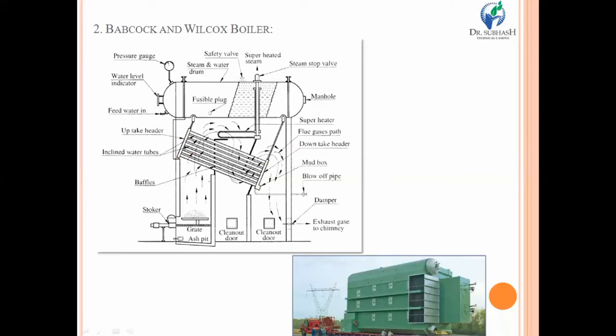Now you can see that in between the tubes, there are vertical plates arranged in this way. These are known as baffles.